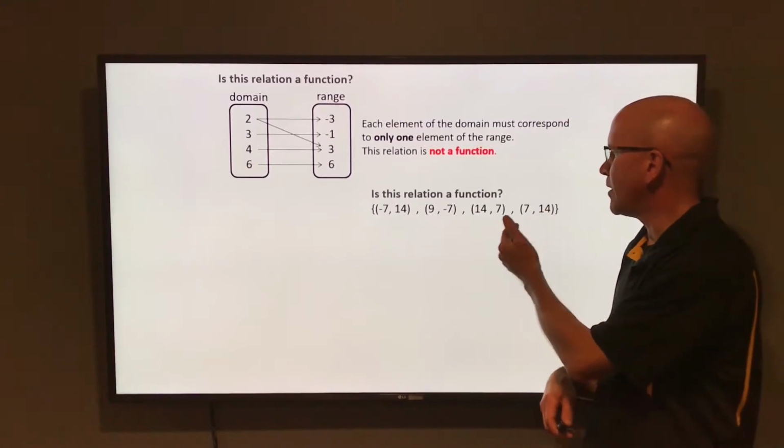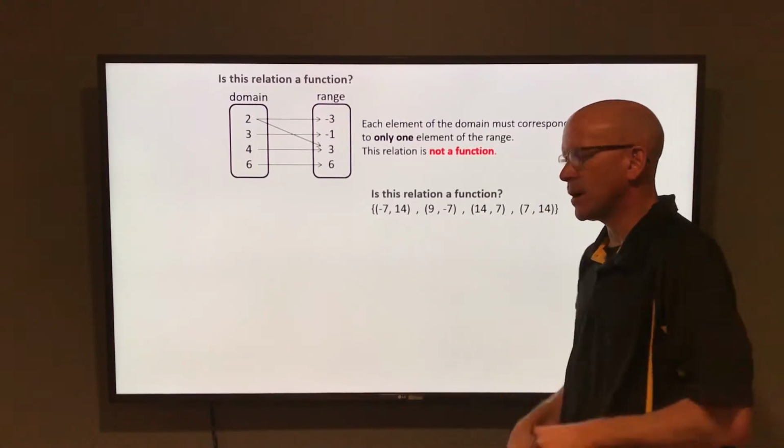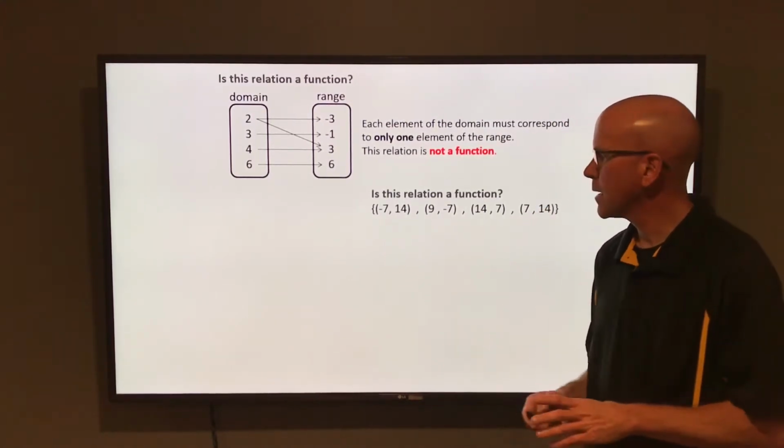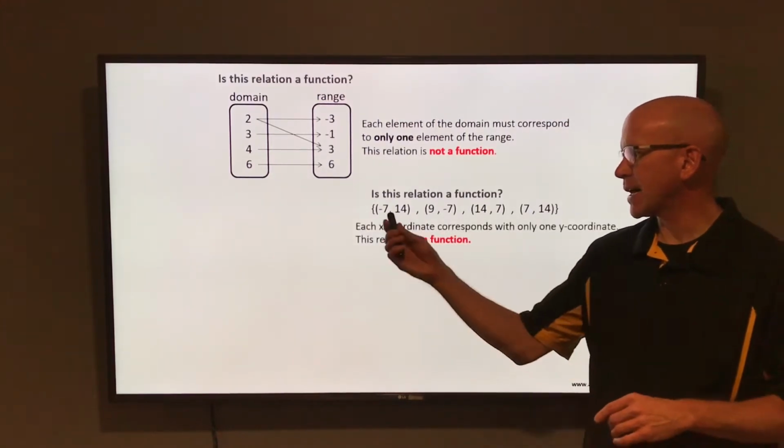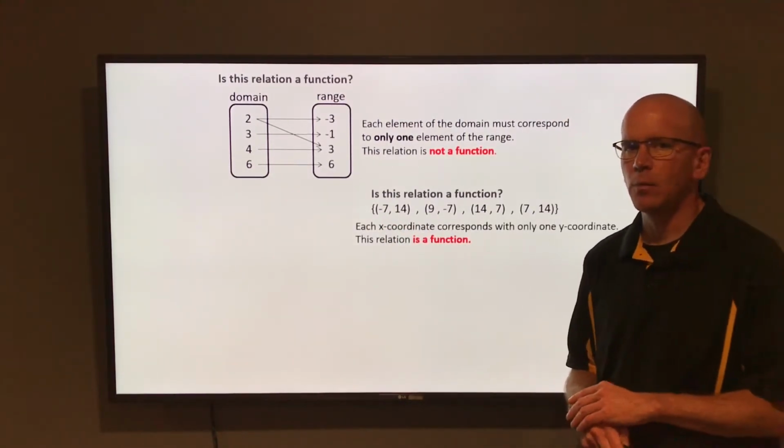But you can have a y value that has two different x values. That's perfectly fine. It's still a function. So this is a function. Each x value has exactly one y value.